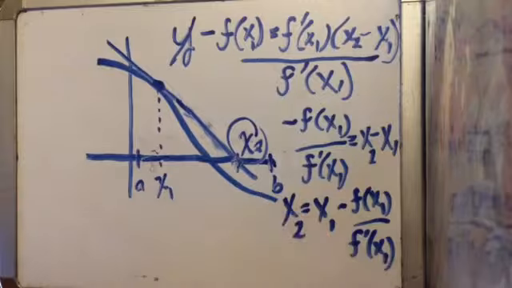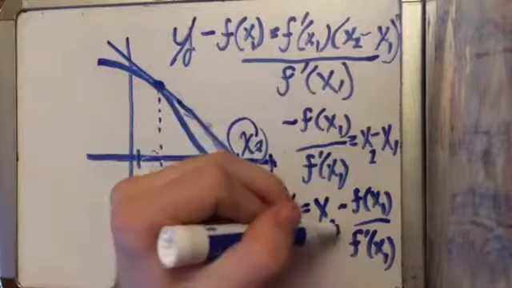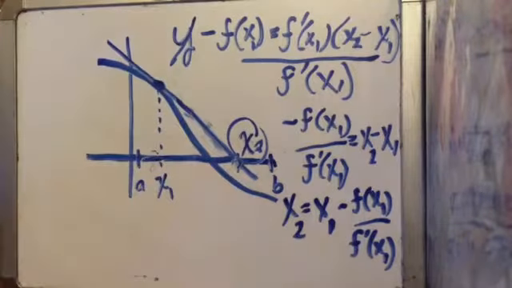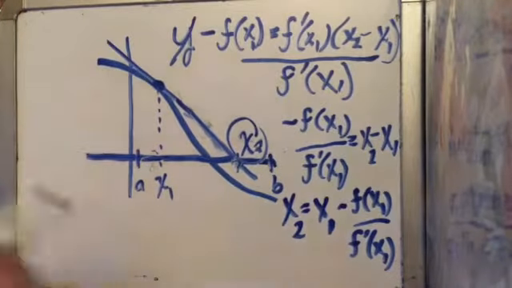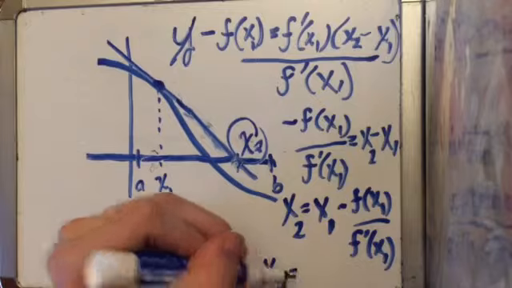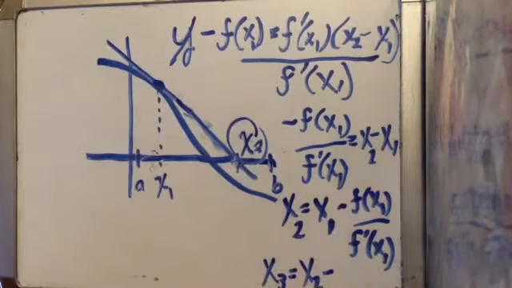And this equation is what becomes the new estimate, which becomes more and more specific as time goes on. So x3 would equal x2 minus f of x2 over f prime of x2, and so on until you reach usually 3 spots after the decimal.